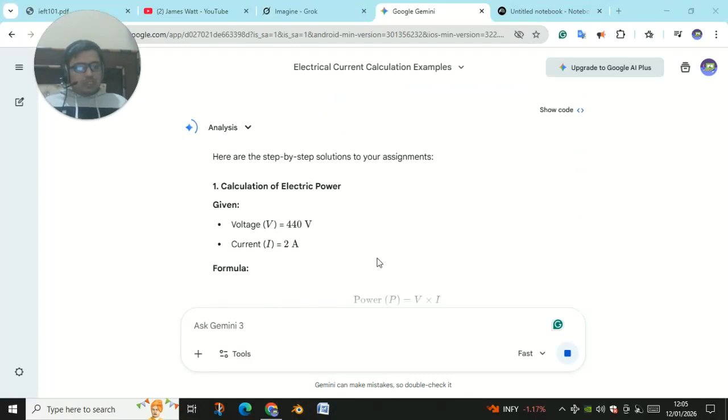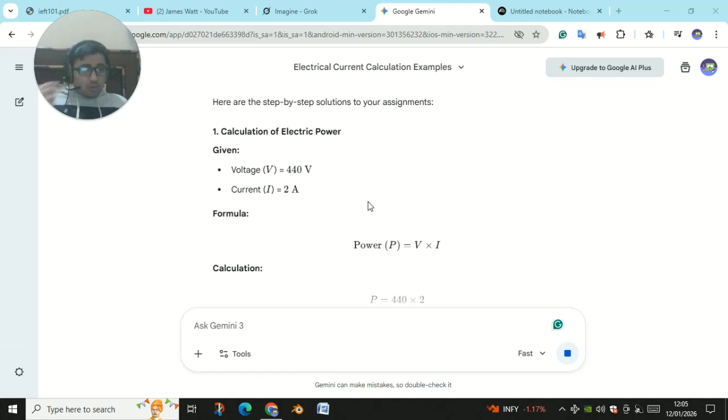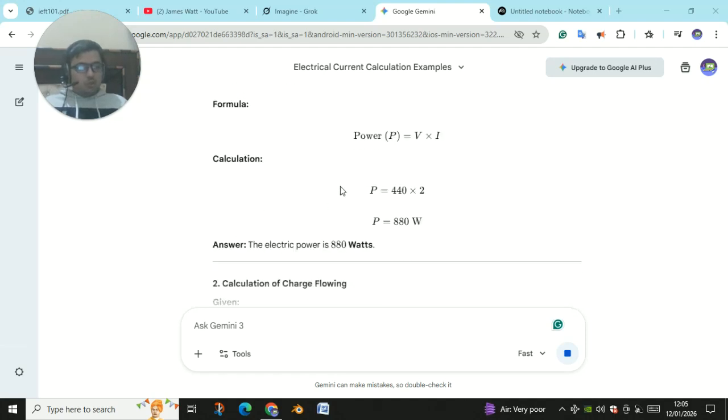There are step by step solutions in your assignment. Calculating electric power, given voltage V 440 volt, current 2 ampere. Formula: power is equal to voltage into I, current. Calculation: P is equal to 440 into 2, 880 watt.